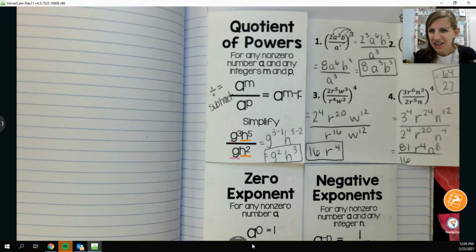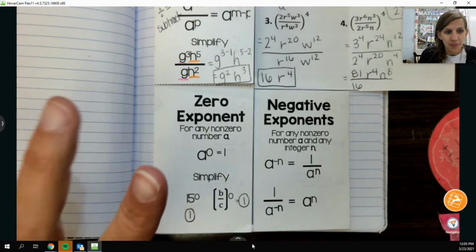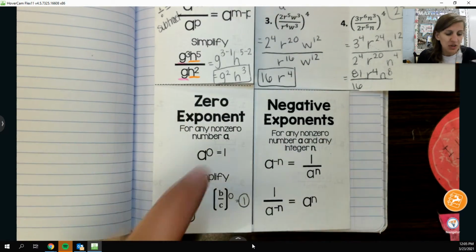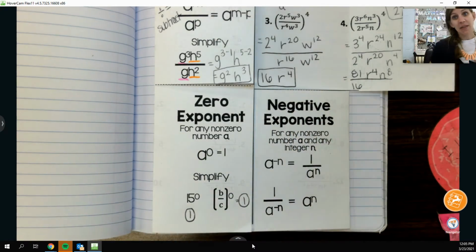All right, guys, sorry I got cut off in that last one, but it was kind of in a good spot anyways. So we still need to go over zero exponents a little bit more. We already talked about them a little bit in that last video, but then negative exponents.